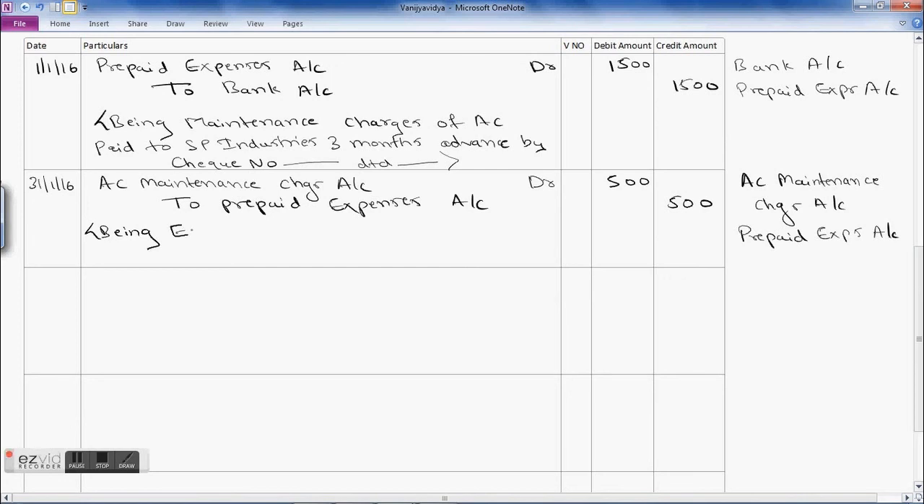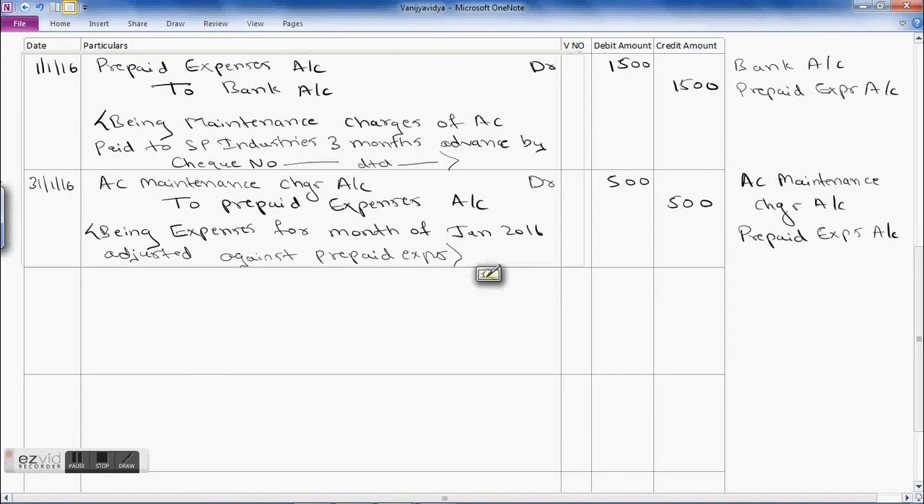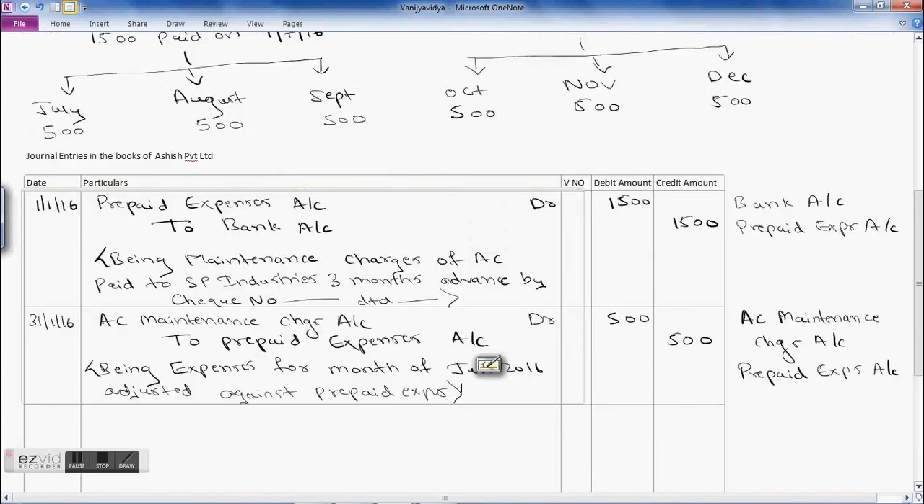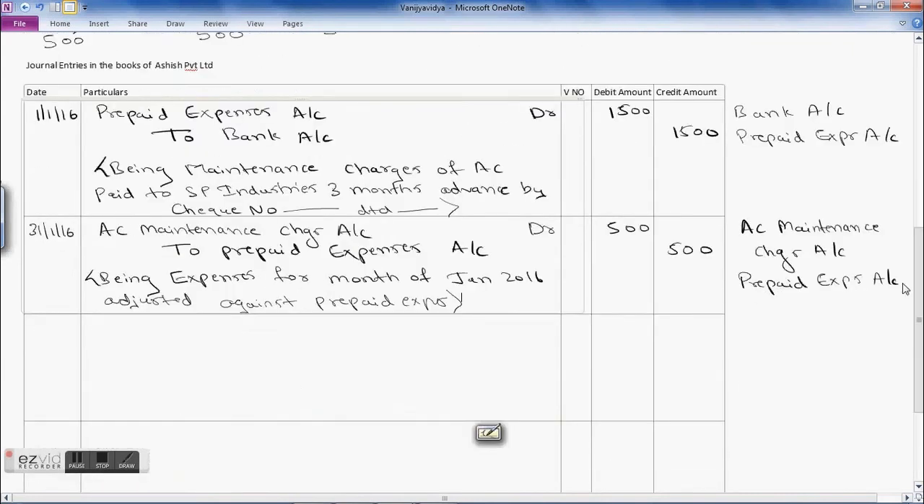Being expense for the month of Jan 2016 adjusted against prepaid expenses. Okay, so now the next entry will be on what?